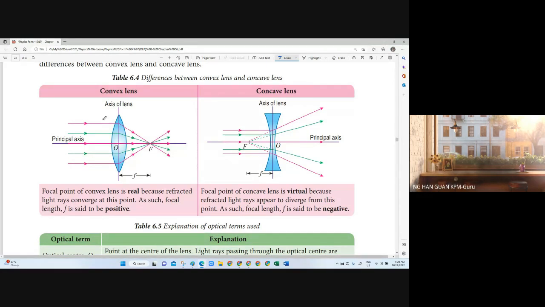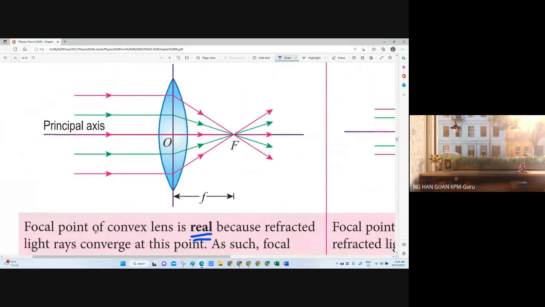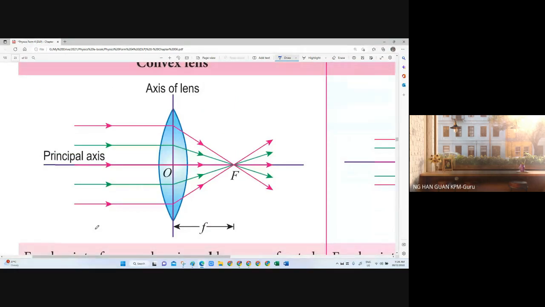Okay, so when you look at this convex lens, the focal point of the convex lens is real. Why do we call it real? And the focal point of the concave lens is virtual. Why do we call it virtual? You can consider this lens just like glass, so the light will enter and penetrate through it. When the light penetrates out from the lens, because of the curved shape, all of it will be converged to a point. This point we call the focal point.